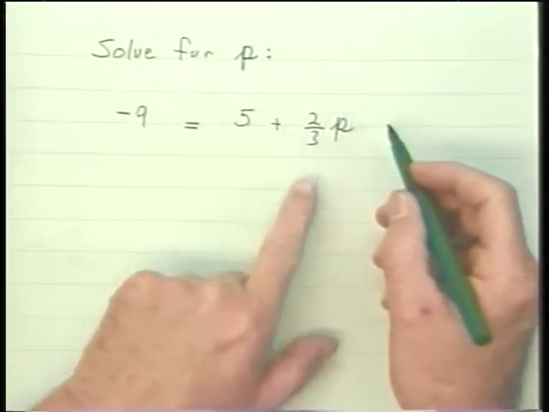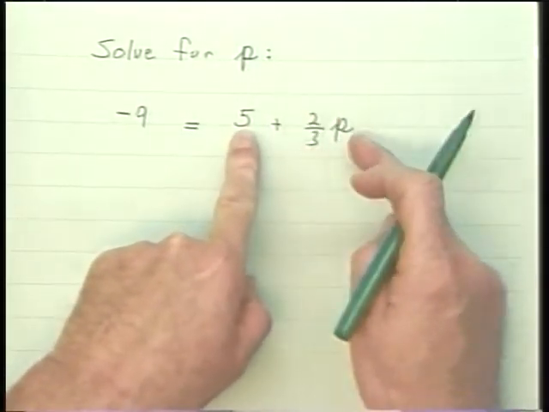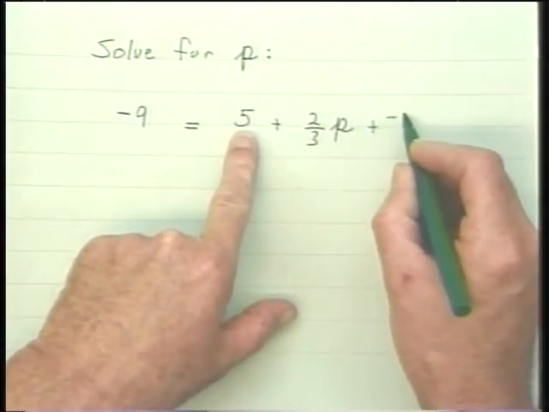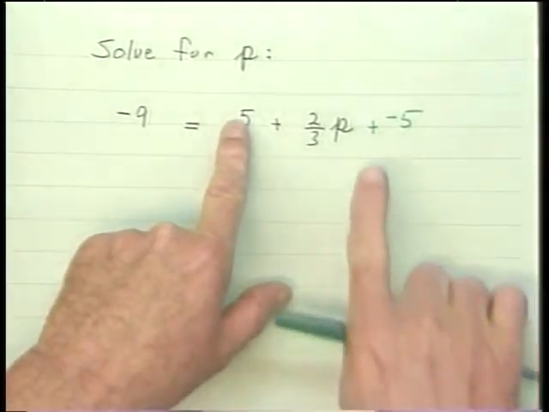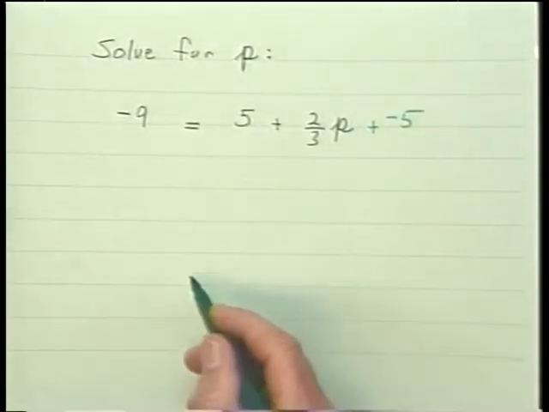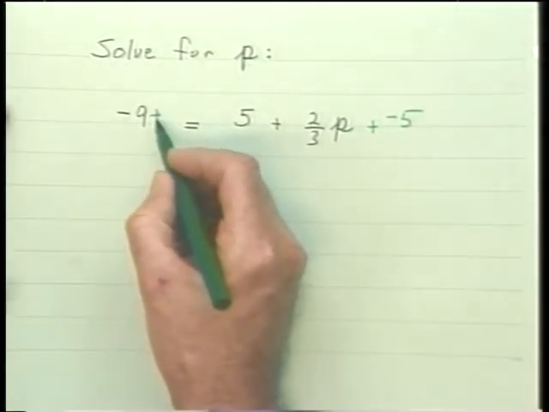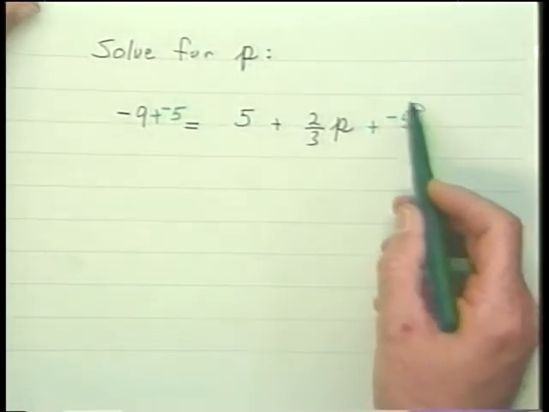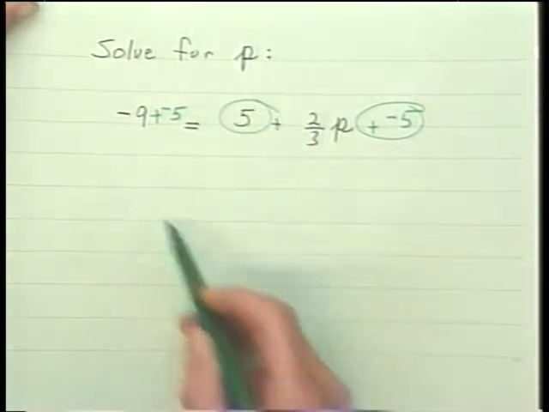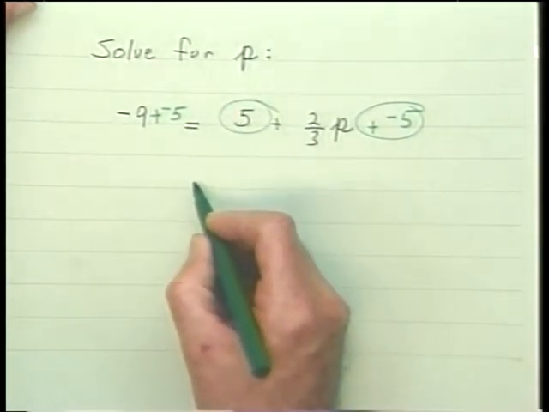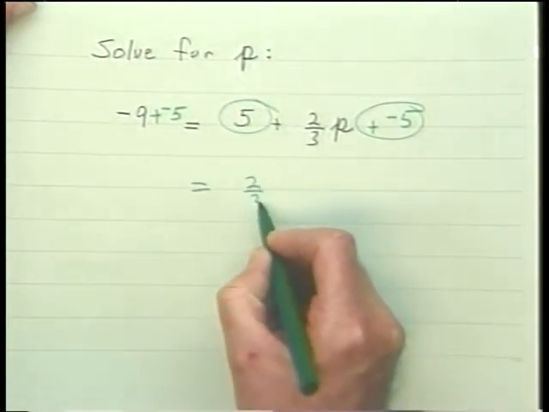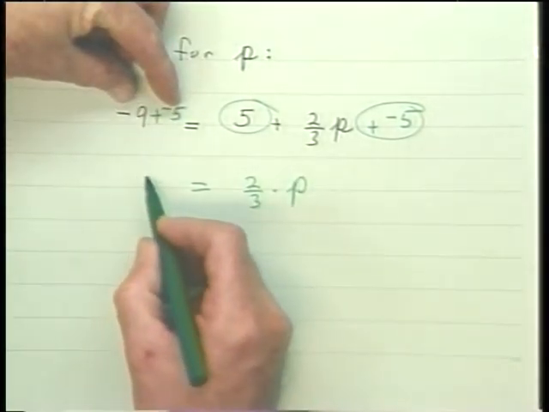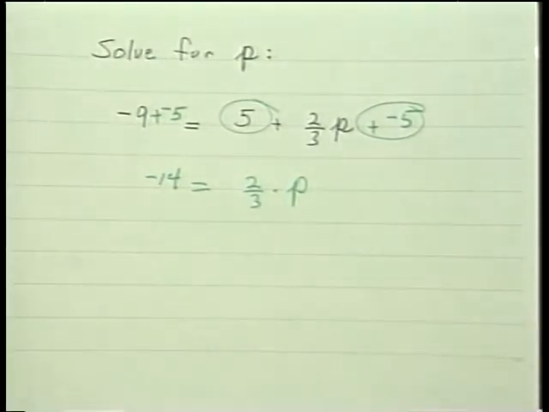Now note, I want to undo adding 5 to 2/3 p by subtracting 5, or if you wish, adding the opposite. Because 5 plus negative 5 is 0, and that's undoing. But then I have to add the same thing to the other side. So this plus this is 0, leaving me with 2/3 times p. And this side becomes negative 14.